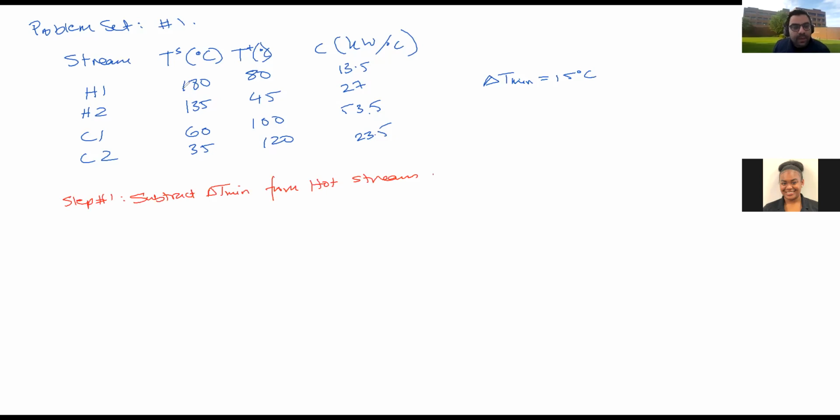And by that, I mean, I'm subtracting this delta T minimum from these four temperatures, both the source and the target. So 180 minus 15 will be what? 165. 135 minus 15, this is 120. 80 minus 15, this is 65. And 45 minus 15 is what? 30? Yeah. Right? Yes. Good.